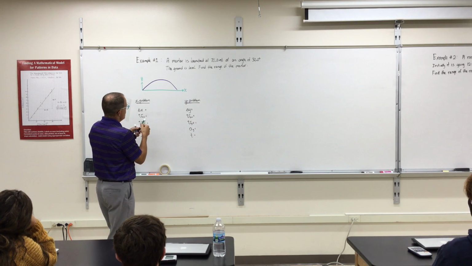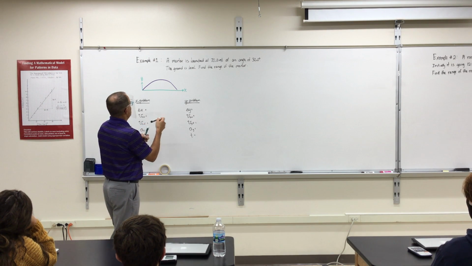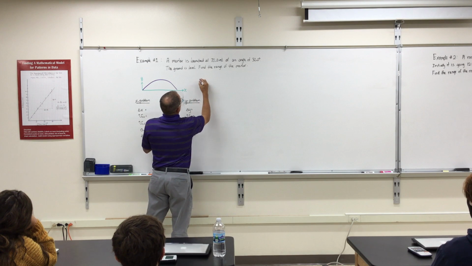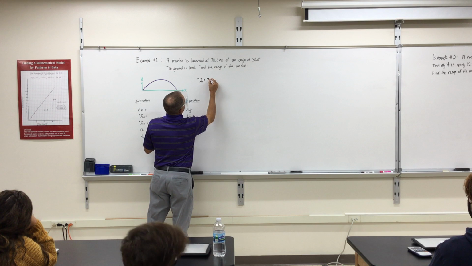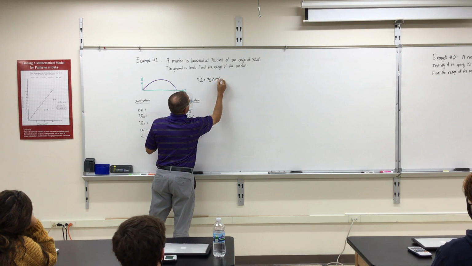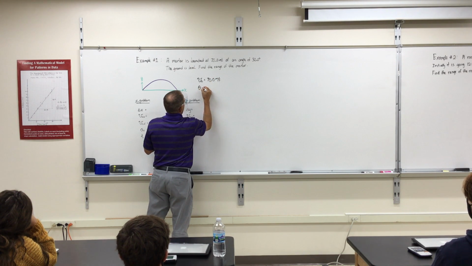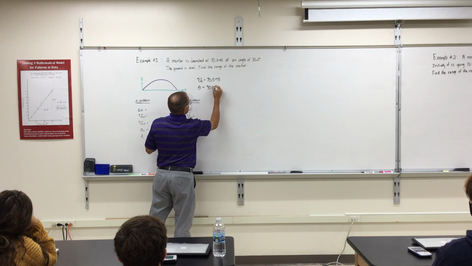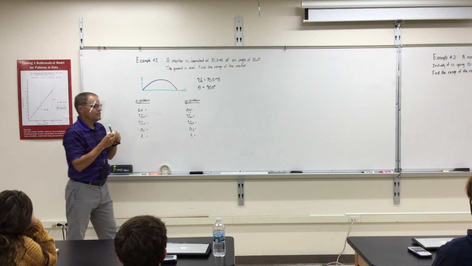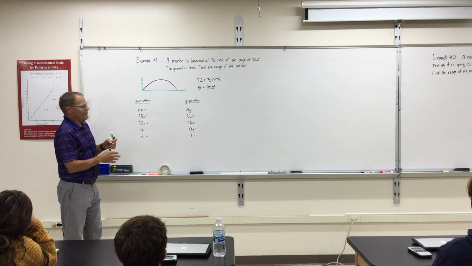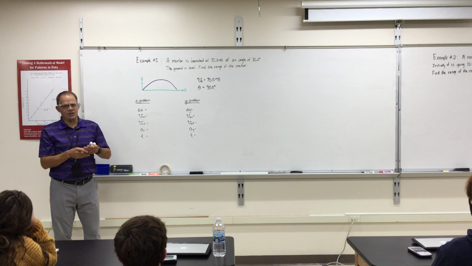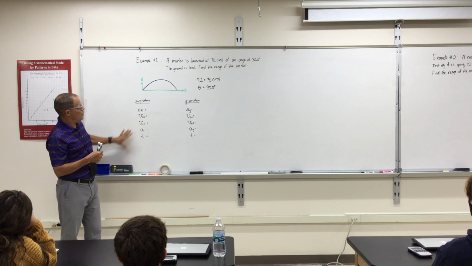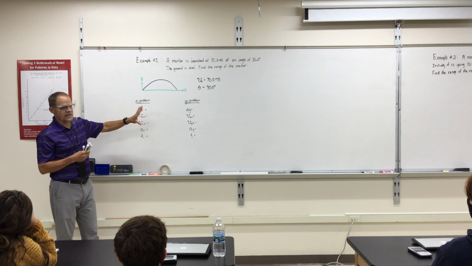All right? Now, from the problem, we can tell two things. We can tell that the initial velocity of the projectile is 70.0 meters per second, and the angle at which it's launched is 30 degrees. Okay? I've already stamped my variable list on there to save time. What do we know in this variable list? There's a couple things we know.